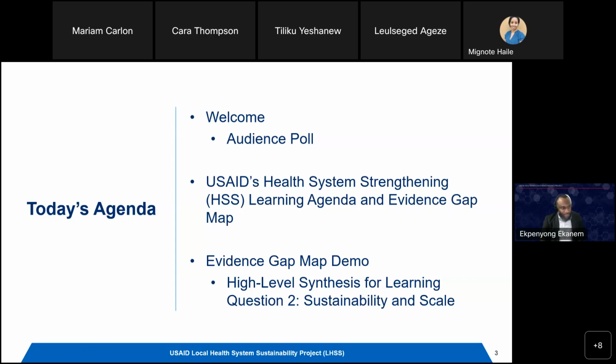Going back to the agenda, we are going to go through a quick poll so that we can get a sense of your expectations and your current engagement with the Evidence Gap Map resource that we've had on for several months now. And as part of USAID's health systems learning agenda and the new vision for 2030 for health system strengthening, we're going to have a little recap on how this particular resource is positioned to accelerate or amplify all the efforts so far on the learning agenda.